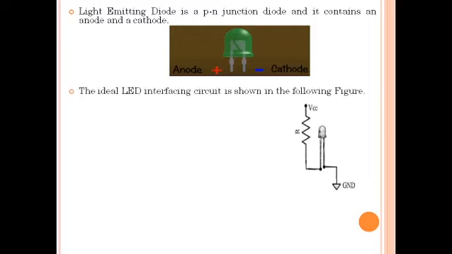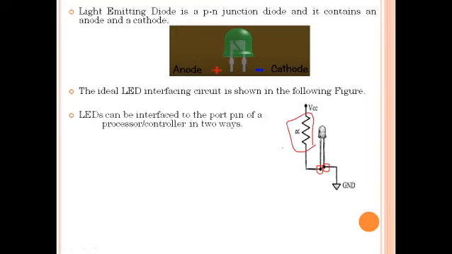So this figure shows the ideal LED interface circuit. This is the anode and this is the cathode. A resistor is used in series between the power supply and the LED to limit the current through the LED here.